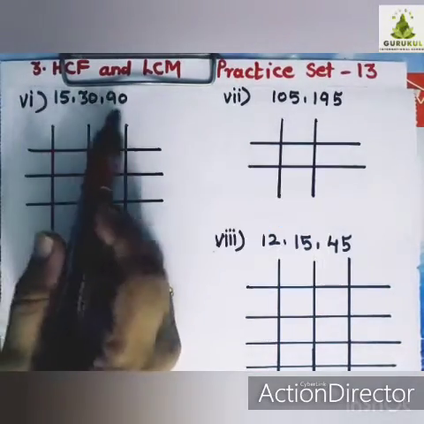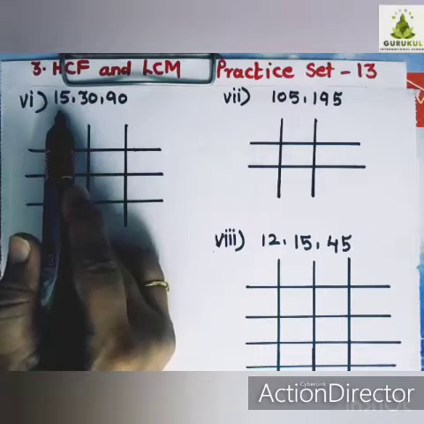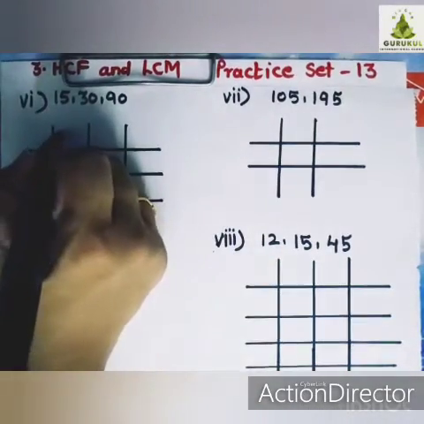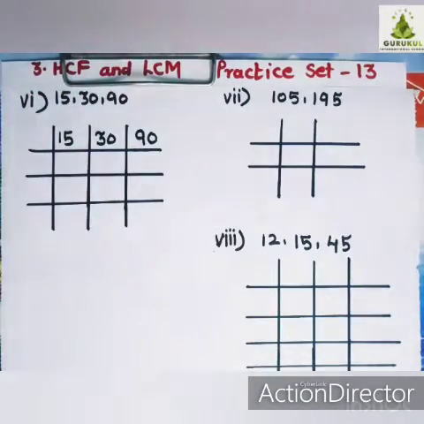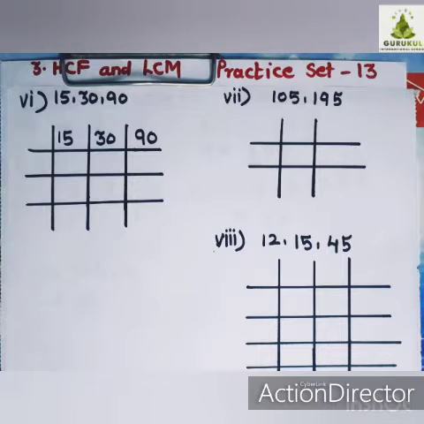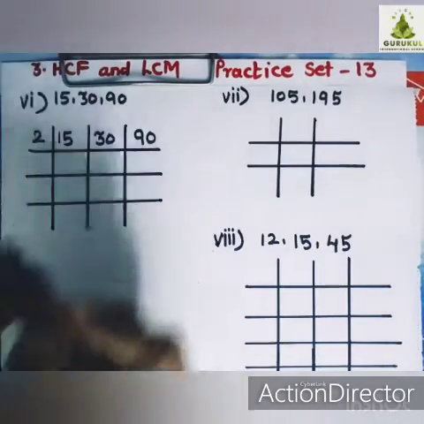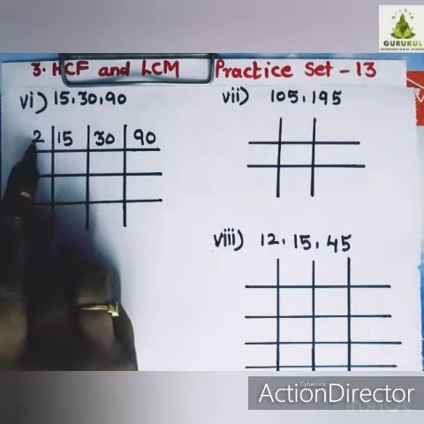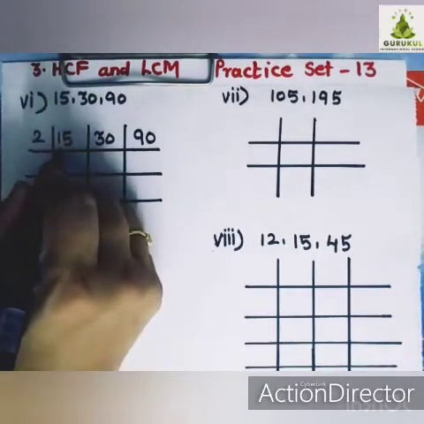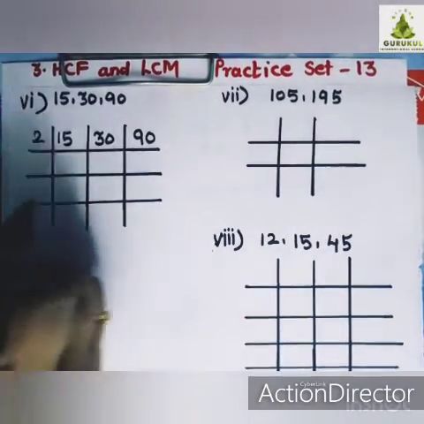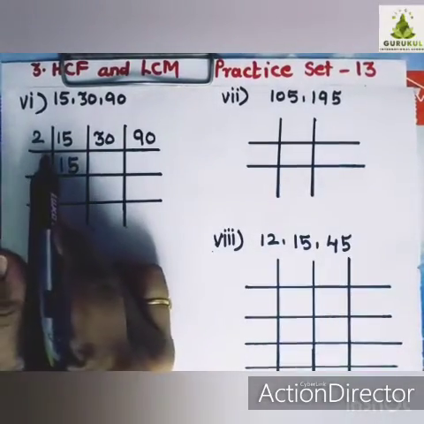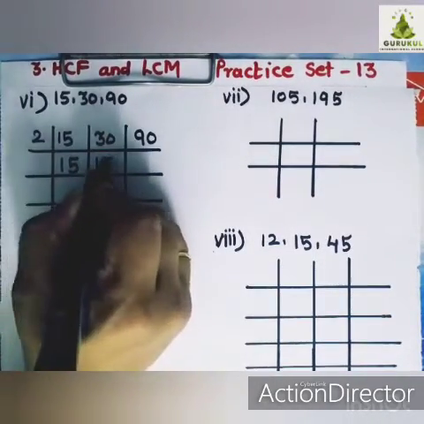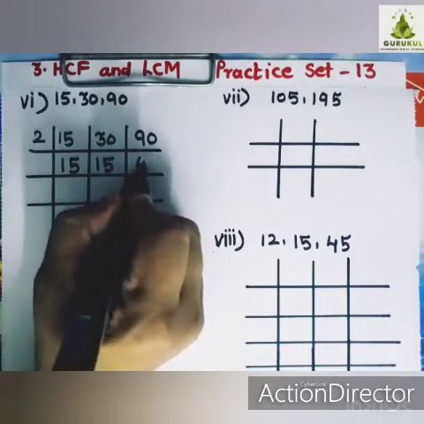Now sixth sum in practice set 13, three numbers 15, 30 and 90. So we'll write them 15, 30 and 90. First number that we are going to start with the trial and error method, that is 2. Correct? You know that 15 doesn't come in the table of 2. So you cannot divide 15 by 2. So 15 we will write as it is. Okay. Then 30 you can divide it by 2. Right? So 15 2s are 30. And 45 2s are 90.